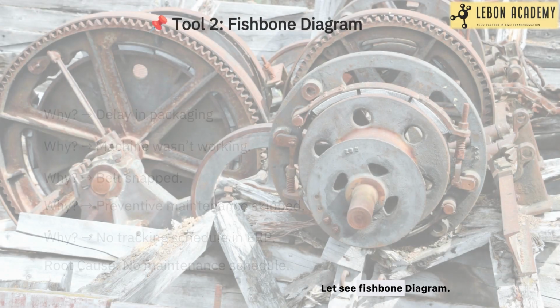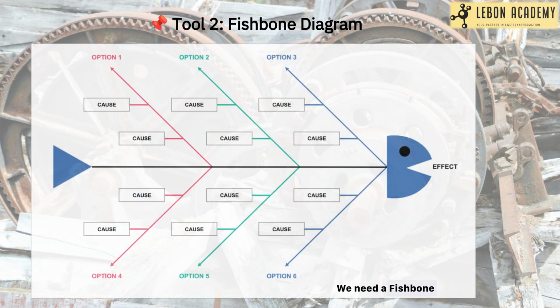Let's see the fishbone diagram. We need a fishbone diagram, also called an Ishikawa diagram or cause and effect diagram, to identify root causes of a problem, not just symptoms. Organize ideas visually into categories: people, process, machine. Support RCA, root cause analysis, in a structured, team-based way. Prevent jumping to conclusions by exploring all possible causes.